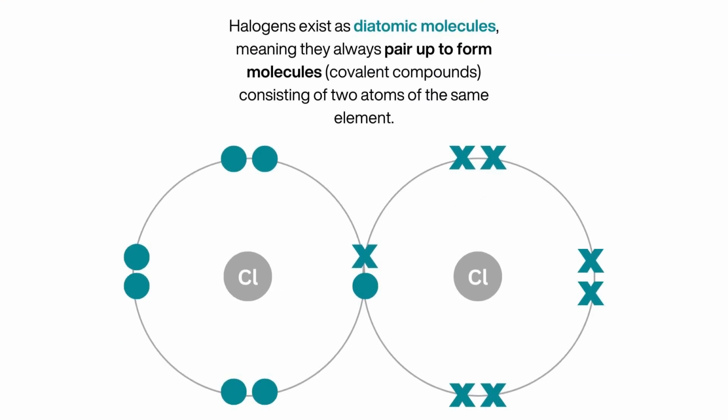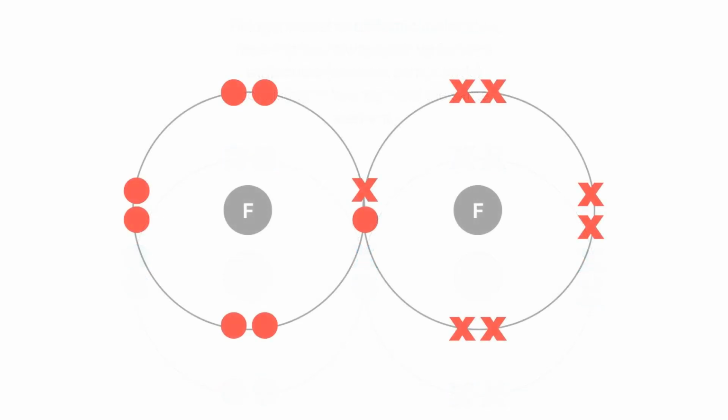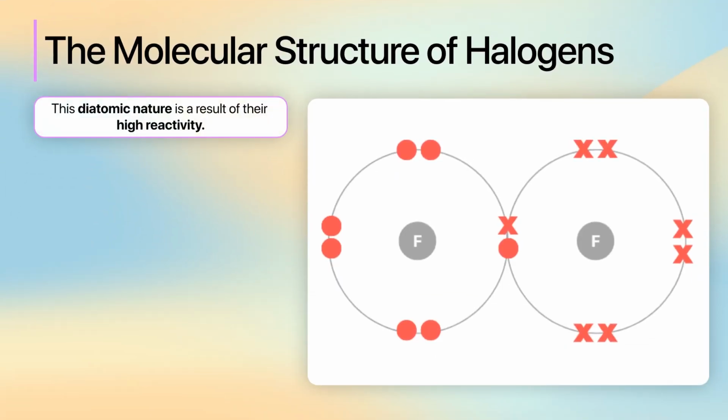Halogens exist as diatomic molecules, meaning they always pair up to form molecules consisting of 2 atoms of the same element. Hence, chlorine exists as Cl2, fluorine as F2, bromine as Br2, and iodine as I2. This diatomic nature is a result of their high reactivity.